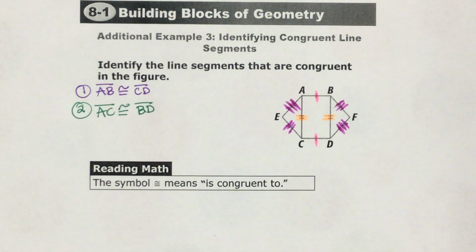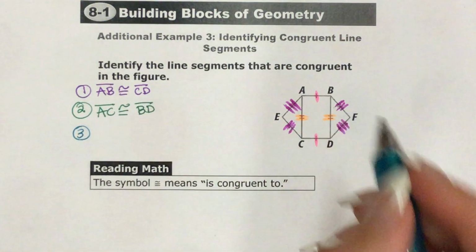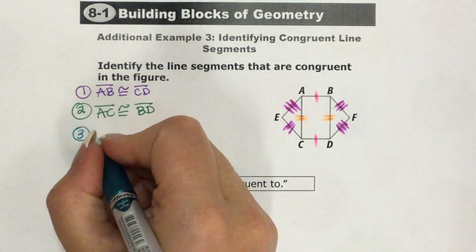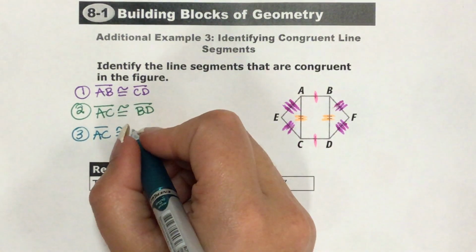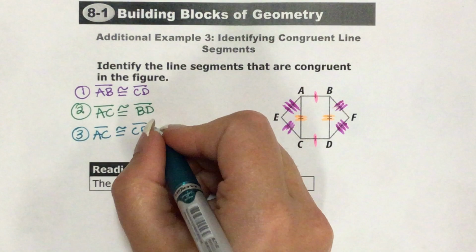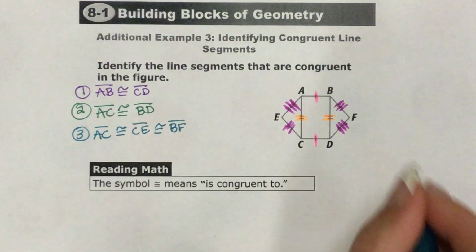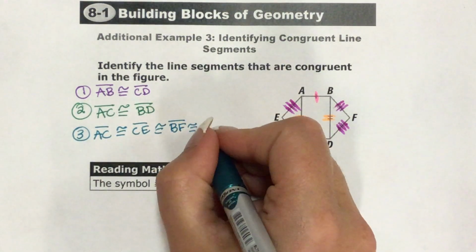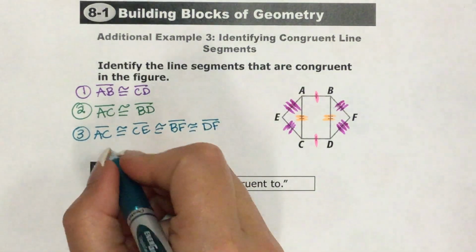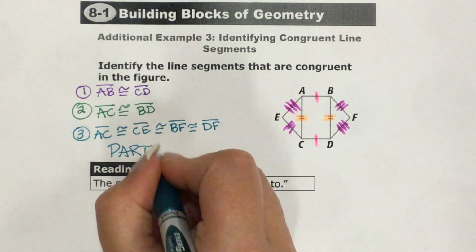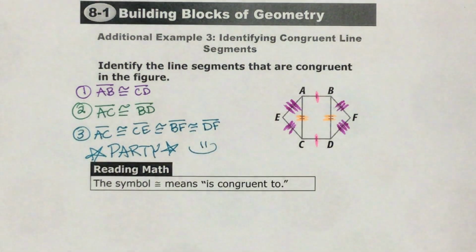This is going to get wild. We're going to write all of these congruences. So line segment AC is congruent to line segment CE, which is congruent to line segment BF, which is congruent to line segment DF, the grand finale of congruence. There you go. It's a congruence party, and you are invited. It's a happy time.